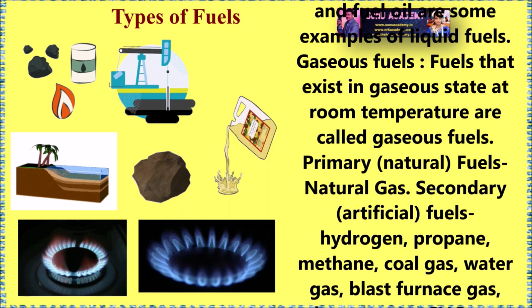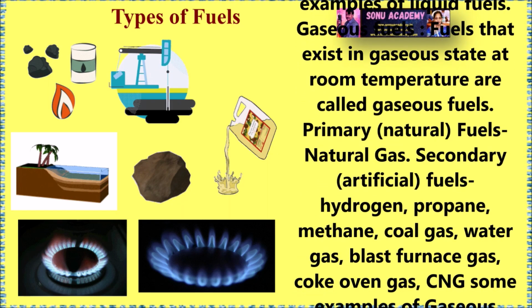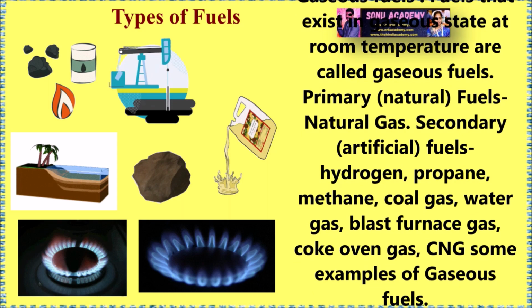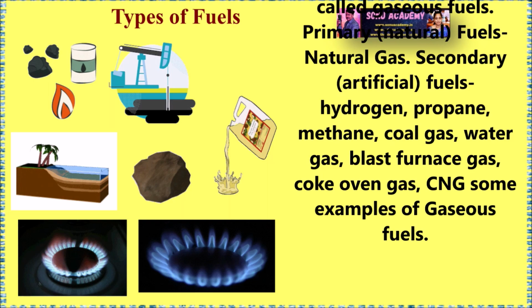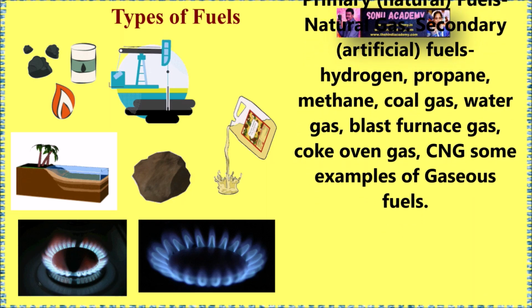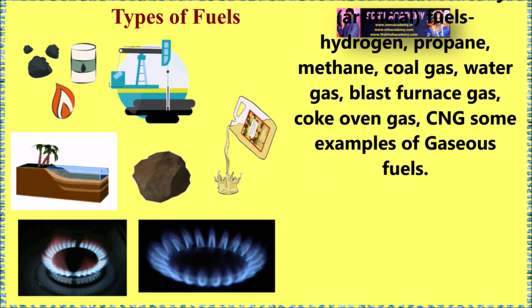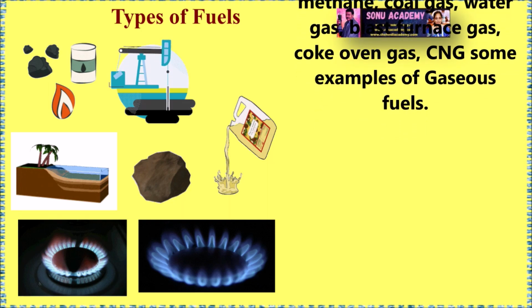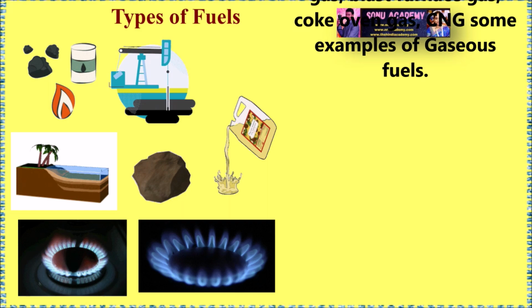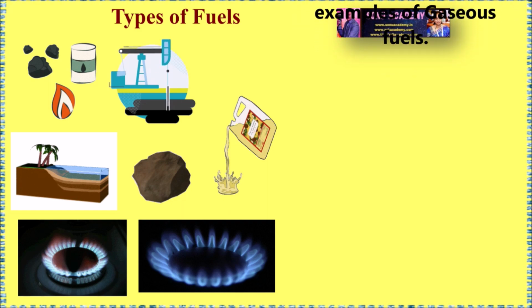Children, now let us discuss gaseous fuels. Fuels that exist in gaseous state at room temperature are called gaseous fuels. Primary natural fuel is natural gas, and secondary artificial fuels are hydrogen, propane, methane, coal gas, water gas, blast furnace gas, coke oven gas and CNG. These are examples of gaseous fuels.